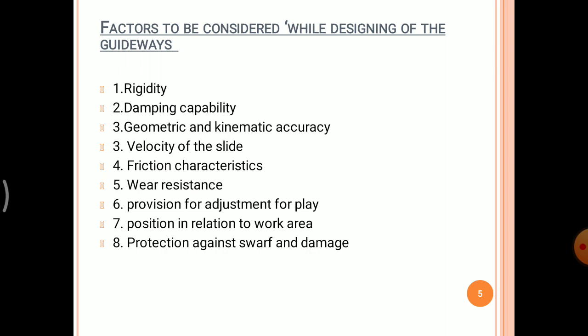The eighth important part is protection against swarf and damage. Swarf is nothing but the small chips that come out when we are doing the machining operation. They should not get stuck in the guideways. Therefore, we should have proper protection against swarf and damage. So these are the 8 factors to be considered when we are designing the guideways.